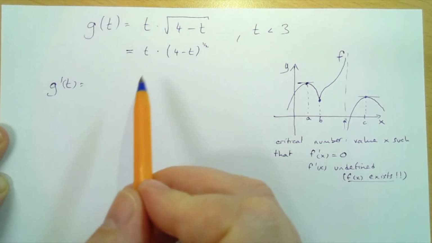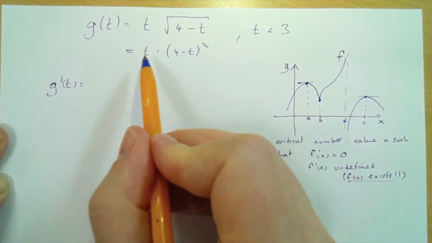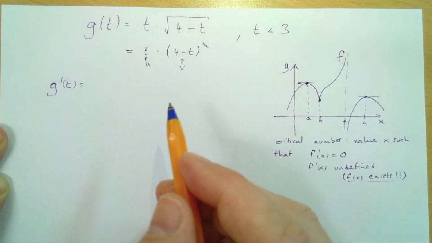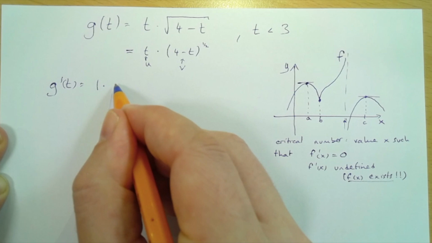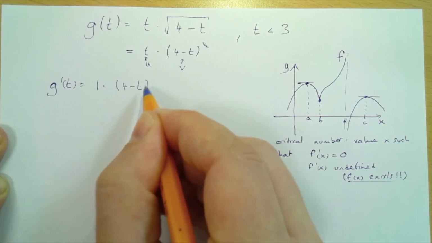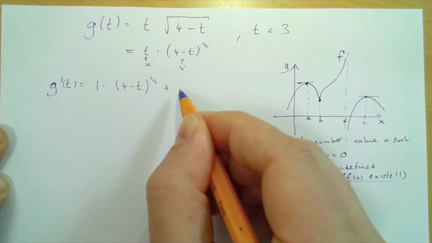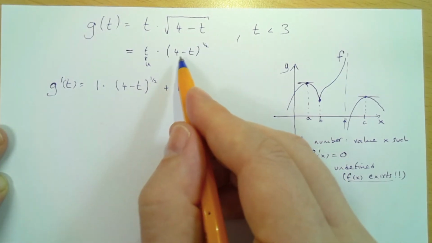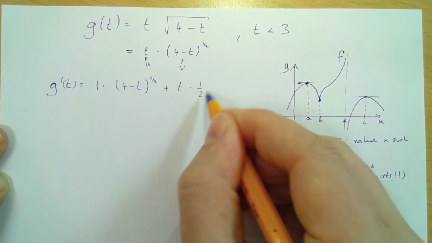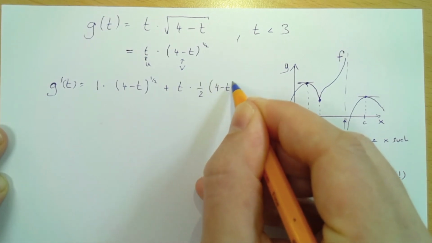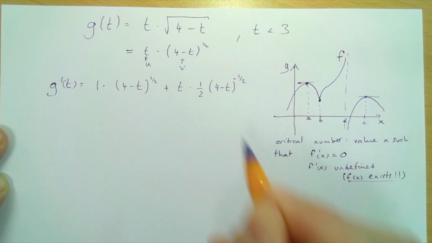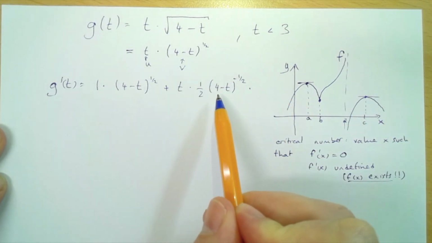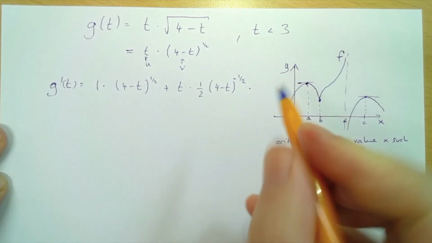This is a product, and so we need to use the product rule, u and v. So u prime v plus u v prime, and the derivative of 4 minus t to the 1/2 is 1/2 times 4 minus t to the negative 1/2 times the inside derivative, which we tend to forget. 4 minus t, the derivative is negative 1.